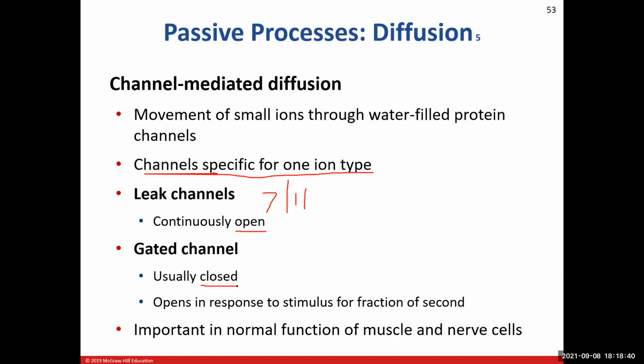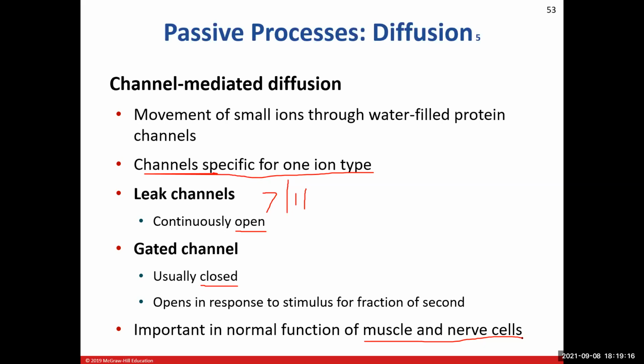So these gated channels are like the gate in your backyard. All right, if the gate's open, the dog can get out. If the gate's closed, the dog can't get out. So that's how it works. Same thing here with these ions. If the gate is closed on these channels, the ion's not crossing over the plasma membrane. So this type of diffusion, all right, these channels here play a huge role in the function of both nerve cells and muscle cells. And again, chapter 12 and 10, we'll get into that in much more detail, so stay tuned.